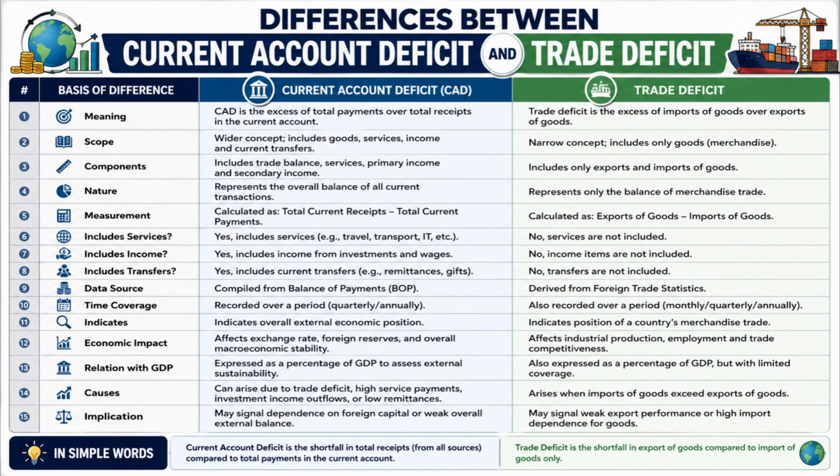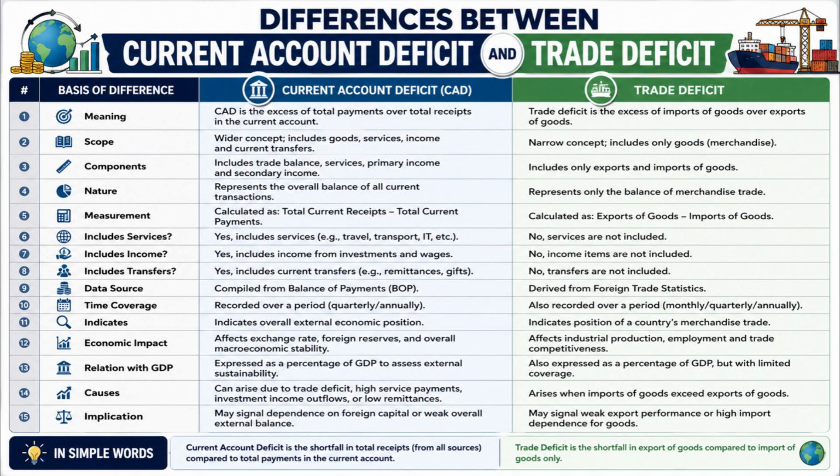In this video, we will discuss the differences between current account deficit and trade deficit in a simple and easy-to-understand way. Number 1. Current account deficit means the total payments of a country are more than its total receipts in the current account, whereas trade deficit means the imports of goods are greater than the exports of goods.